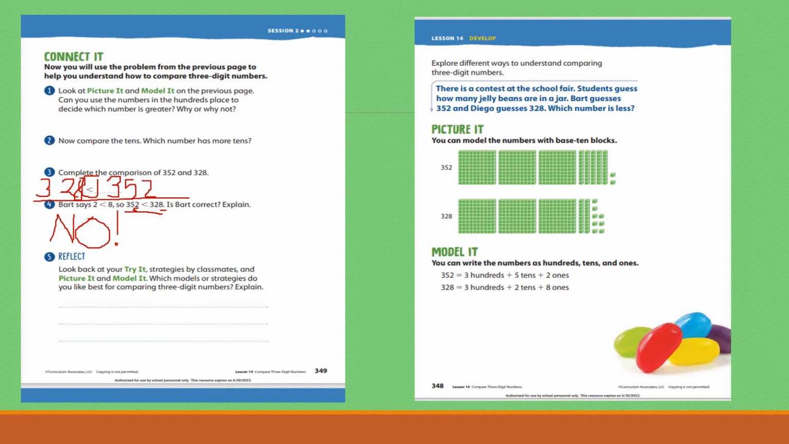All right, look at number 5. It says, look back at your try it strategies by classmates and picture it and model it. Which model or strategies do you like best for comparing three-digit numbers, and explain? Well, boys and girls, I like the model it because it doesn't take as much time to write out and there's less likely of me making a mistake than if I drew the pictures out. It takes more time and I'm more likely to make a mistake. Boys and girls, it's up to you. Whichever model or picture it that you prefer to do, it is totally up to you. But again, I like this way because it is faster.